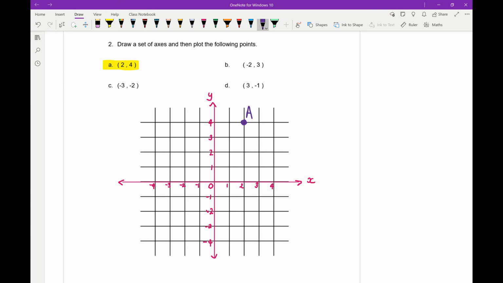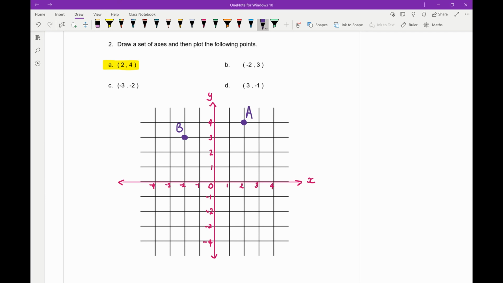Okay, let's look at B. B is the coordinate -2, 3. So x is -2. Always start with the x-axis. -2 and a +3. So up to +3. Put a dot there, and that is the point B. Okay, so you need the dot because that's the actual point. I'm just labeling it with the B next to it.